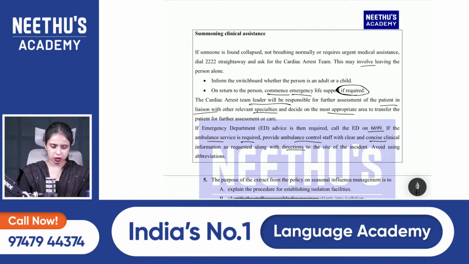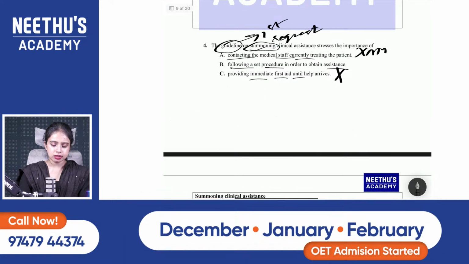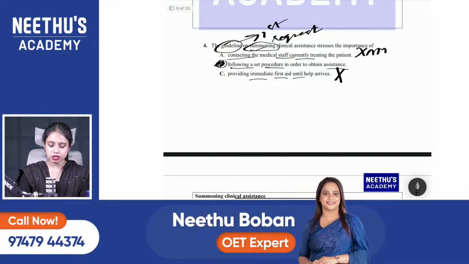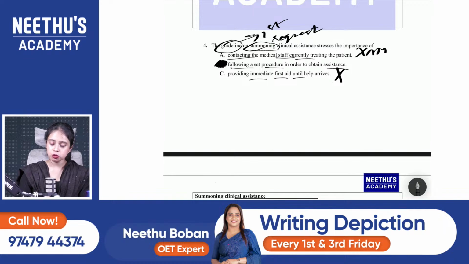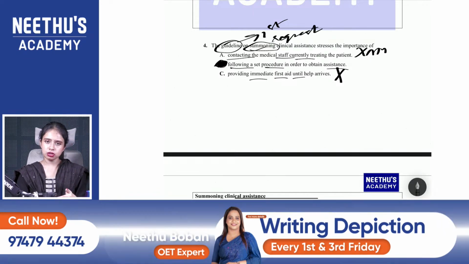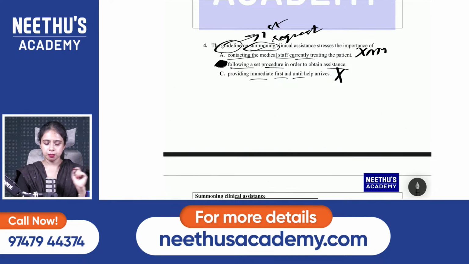Okay, so this question, is that the answer? Anyway, I'm so sorry guys. The answer is actually option B, following a set procedure in order to obtain assistance. What is given is step-by-step guidance on the procedures to follow to obtain assistance. That is what the guideline is all about, right? Yeah, so the answer is option B.